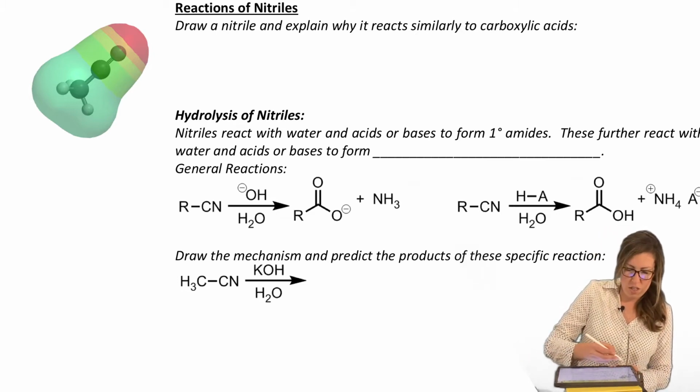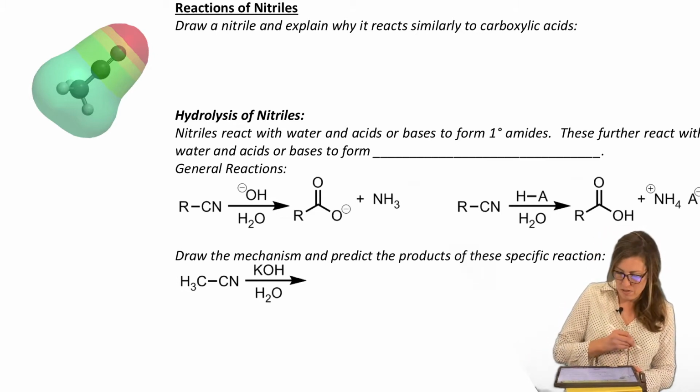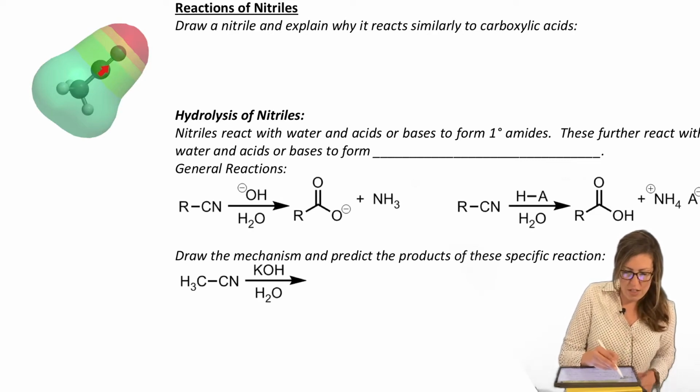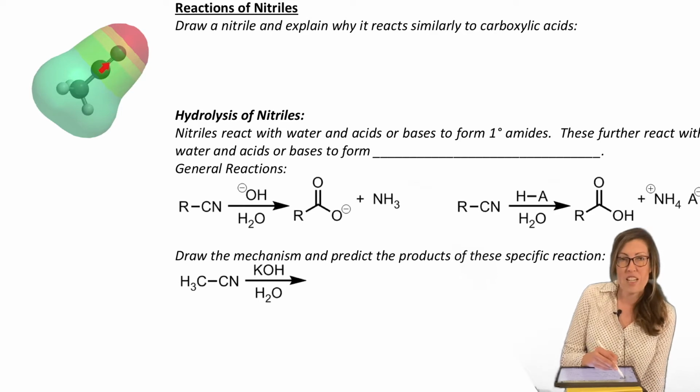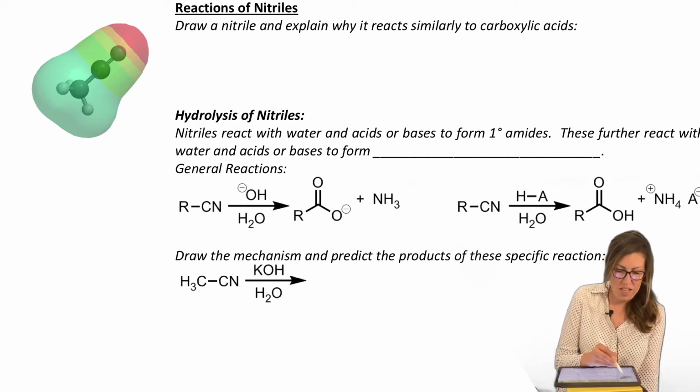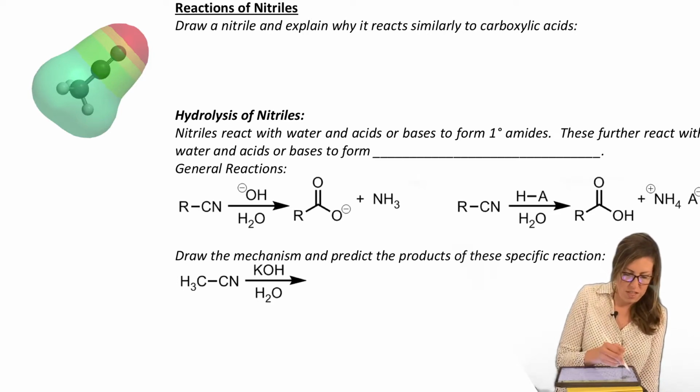So the Spartan rendering of a nitrile is shown here. And notice this polar bond. So there's that triple bond. It's linear, so don't draw any ugly bent ones. Make it nice and linear. So this is acetonitrile, which is actually MeCN, which we've seen before.